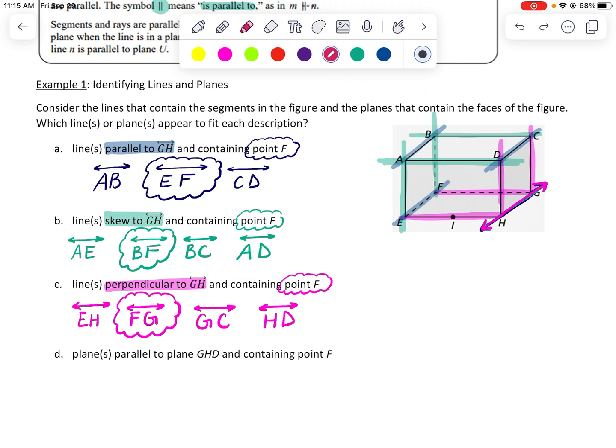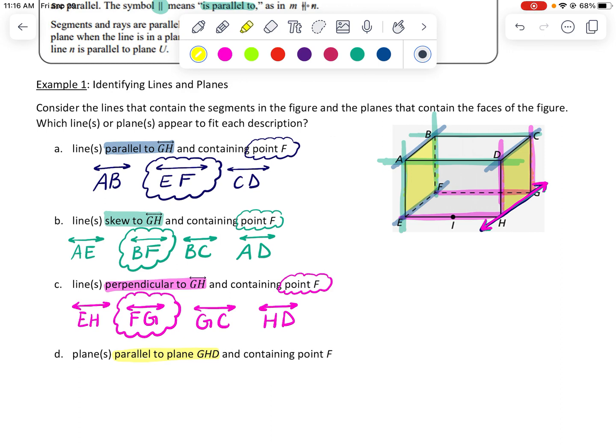Let's go ahead and do kind of a yellow. Okay, so we're looking for a parallel plane. So I'm going to actually highlight this plane. GHD is this side of the cube. It's this plane right here. And if you're looking for a parallel plane, the only one can be straight across, right? It's never going to touch or intersect.